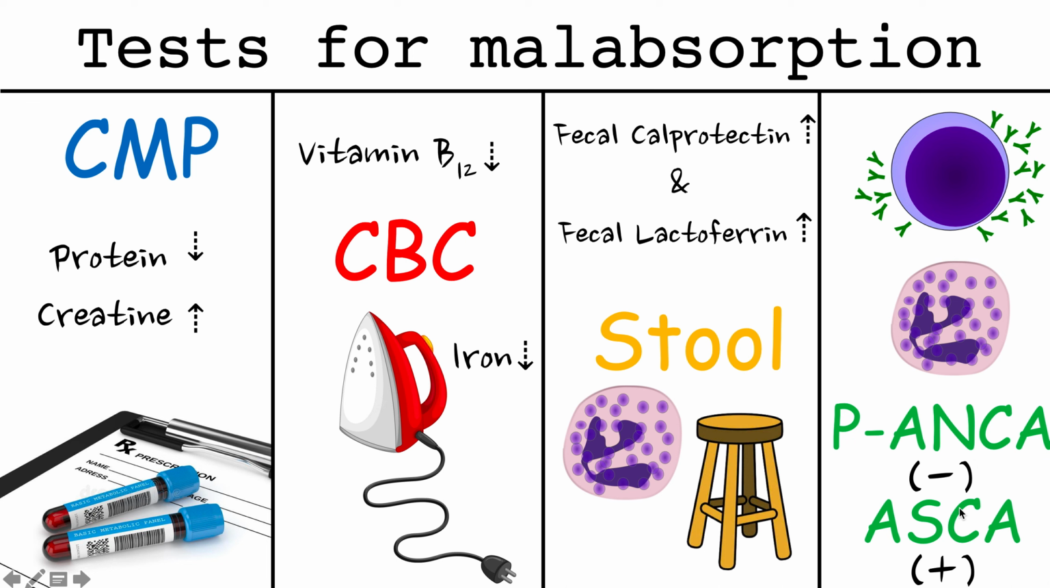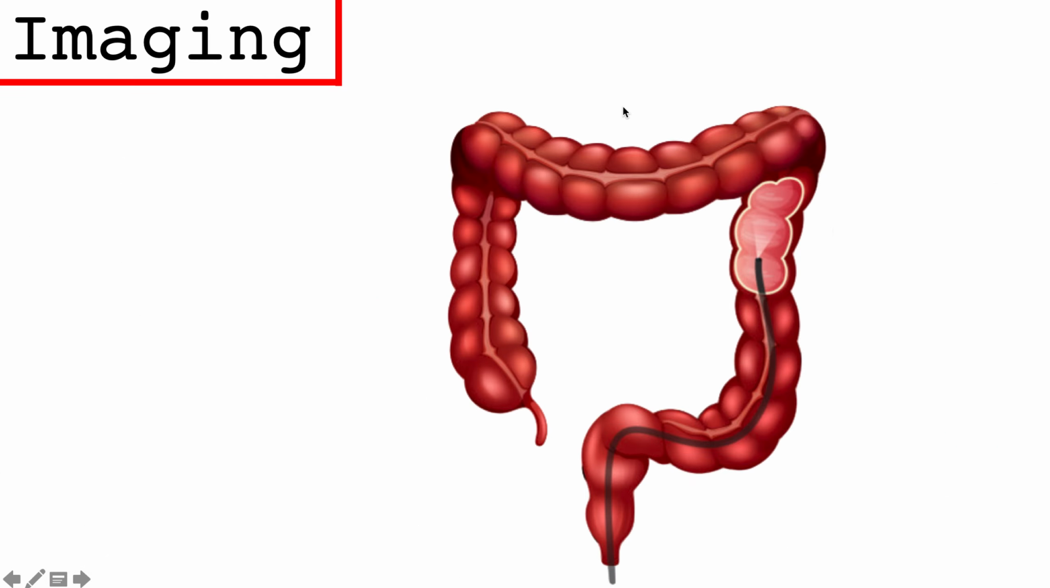You can also do this ASCA one, but the literature has shown that ASCA is not that sensitive, so it's not such a great test to do. ANCA is though. So these are very good tests to just show that there's malabsorption going on. It doesn't show that it's Crohn's disease or anything like that. It just shows that there's malabsorption going on. But we want to prove that this malabsorption is due to Crohn's disease. How do we do that? We need to do some imaging. We got to do the gold standard.